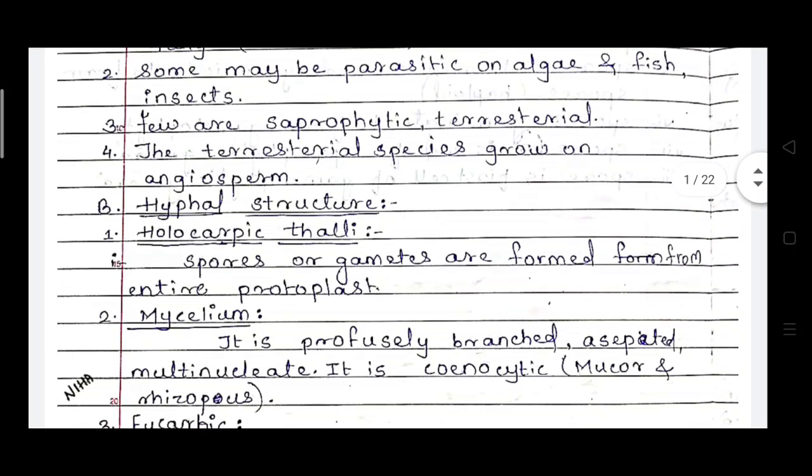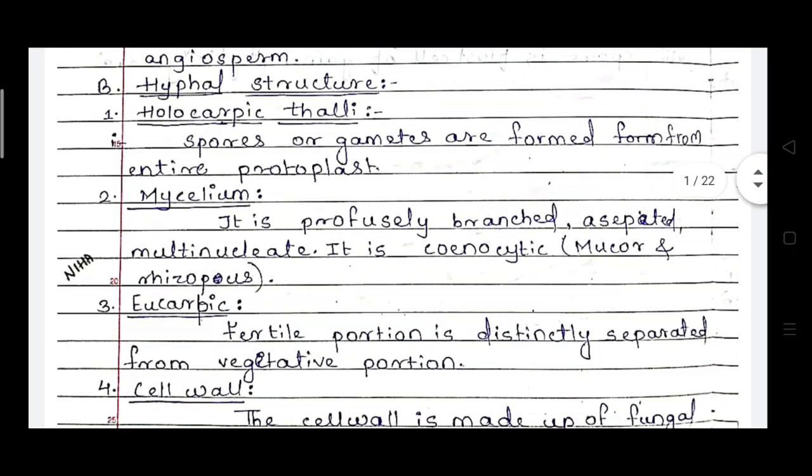Then hyphal structure, that means the structure of the plant body. The first is the holocarpic thalli. Some members of these Phycomycetae form the spores or gametes from the entire protoplast. In a thallus body, as you know, there is no formation of roots and stems. They only cover all the protoplast.